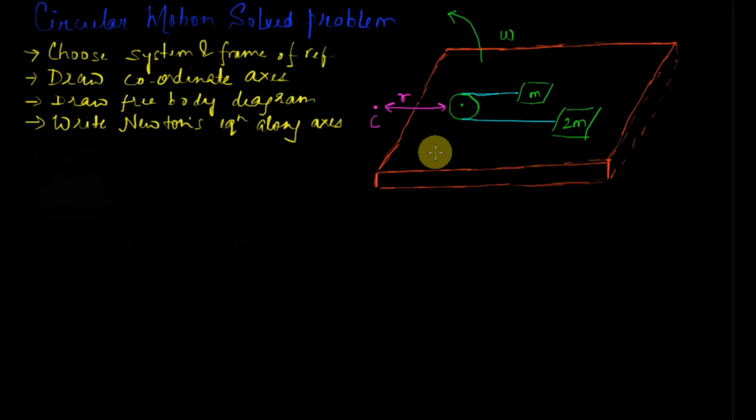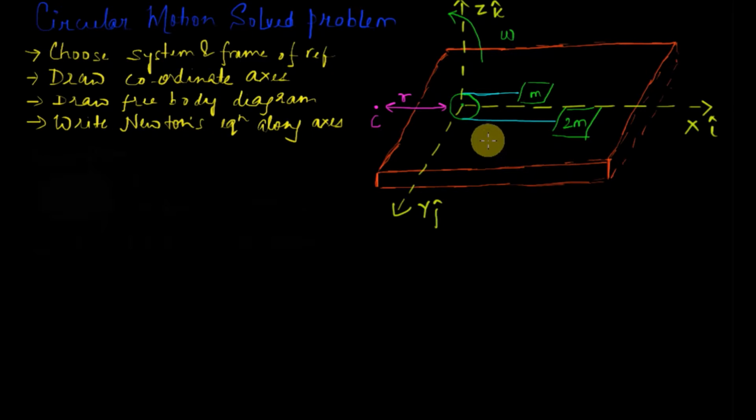Second step is drawing the coordinate axis. By the geometry of this problem, I will choose the Cartesian coordinate system to solve this. So the x-axis will be along this direction, y-axis along this direction, and z-axis along this direction. As you can see, this table is lying horizontally, so this table is lying in the xy plane, right? And the unit vectors along the x-axis, y-axis, and z-axis are i cap, j cap, and k cap respectively.